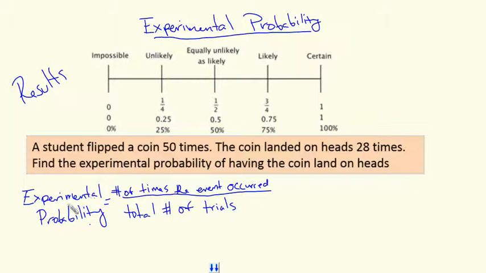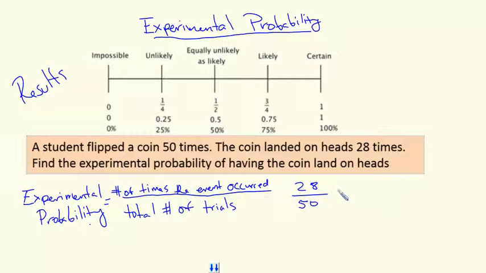We're going to express the experimental probability as the ratio of the number of times the event occurred to the total number of trials. So since we're trying to find the experimental probability of the coin landing on heads, the number of times the coin landed on heads would be 28 to the total number of trials, which is that the student flipped the coin 50 times. So this would be our experimental probability for this event.